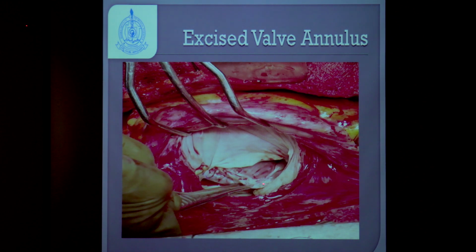This is the picture showing the excised mitral valve. I'd like to point out that this was the LA appendage, and this was how close the LA appendage is to the mitral annulus. Hence, once a valve is placed, if we want to do an LA appendage ligation, it can be a little more tricky than before.